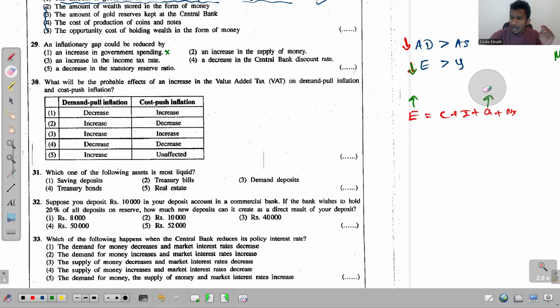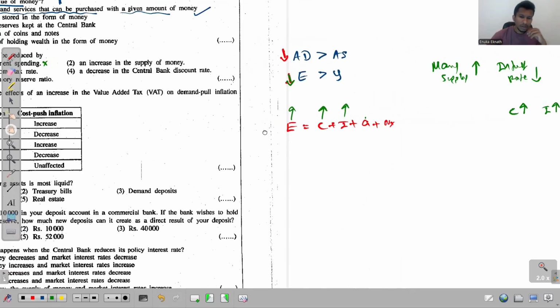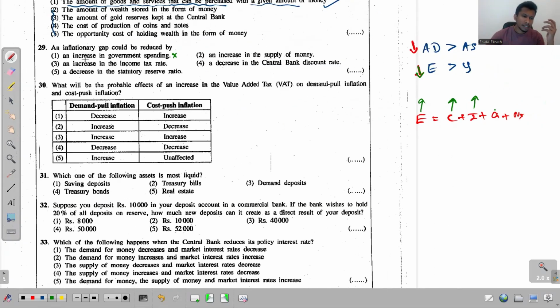See, when interest rate gets decreased, both consumption and investment will increase. That will again increase the aggregate expenditure. So the same outcome that we discussed in the first one. So this is again not the answer.